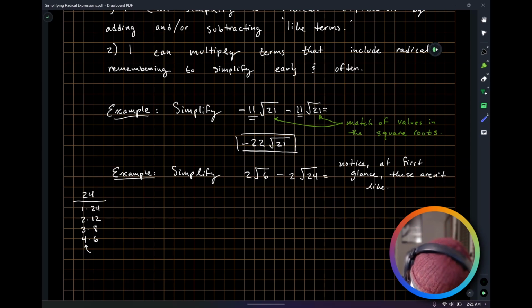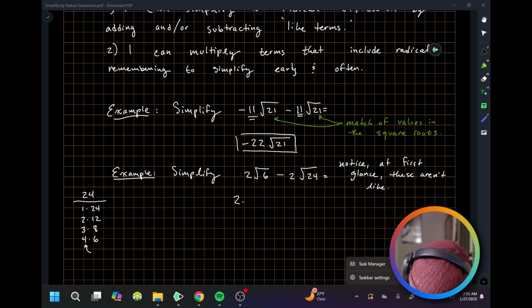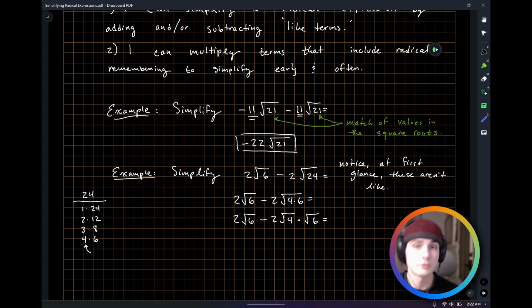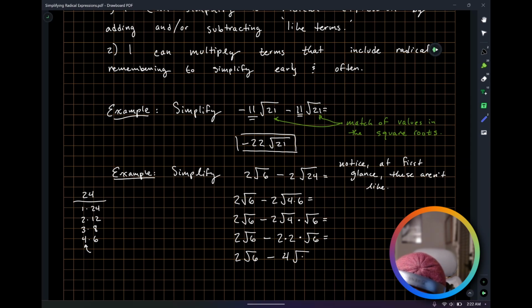So this actually simplifies. Using the product rule, we write 2 times the square root of 6 minus 2 times the square root of 4 times 6. And now we have a perfect square factor. So we have 2 times the square root of 6 minus 2 times the square root of 4 times the square root of 6. Square root of 4 is 2. This becomes 2 root 6 minus 2 times 2 times the square root of 6, or 2 times the square root of 6 minus 4 square root of 6.